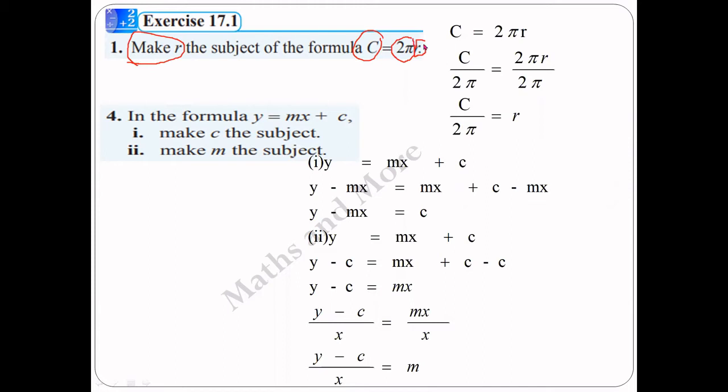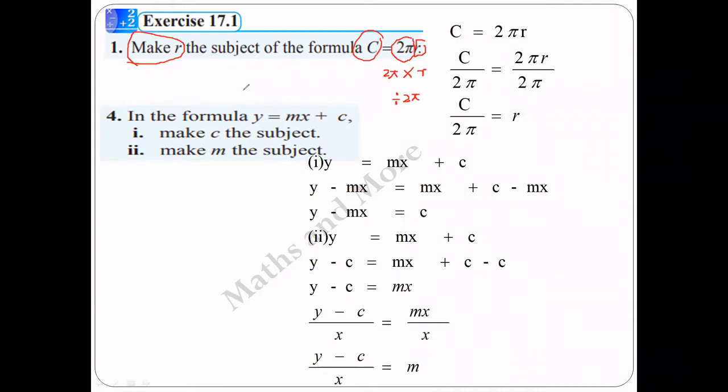You have to think about the mathematical operation in between 2 phi and R. The mathematical operation between 2 phi and R is 2 phi into R. So what is the inverse operation? To remove this multiplication 2 phi, you have to divide by 2 phi. Then only you can cancel out this 2 phi. Okay. So to remove multiplication 2 phi, you have to put dividing by 2 phi to both sides.